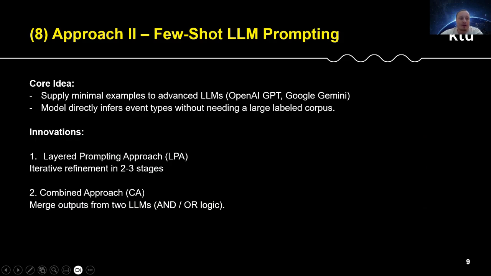Let's move to the second approach. The core idea of the second approach is to prompt the model with a minimal set of examples without any additional fine-tuning of the model itself, hoping the model will be able to classify sentences correctly. We applied two additional methodologies when prompting: a layered prompting approach and a combined approach. In the layered prompting approach, the model was prompted a second and third time to confirm or deny its previous output. In the combined approach, two different models were combined with an OR condition for the final event classification.